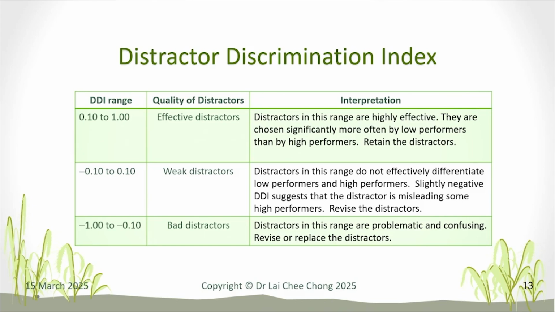But if it is very negative, I don't care whether it's a -1 or a minus 0.1, it's considered bad. That means you totally had to revise or replace it, which is totally not effective at all. You see that? So that's how you look at the distractors.